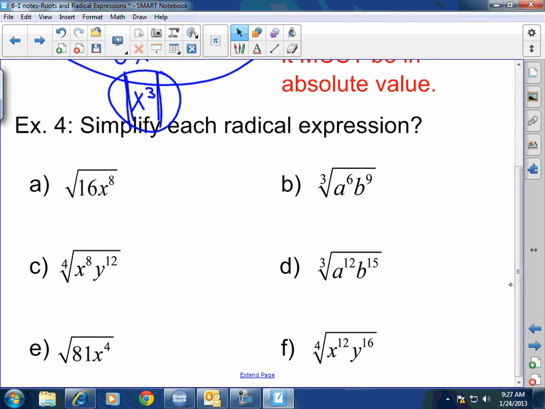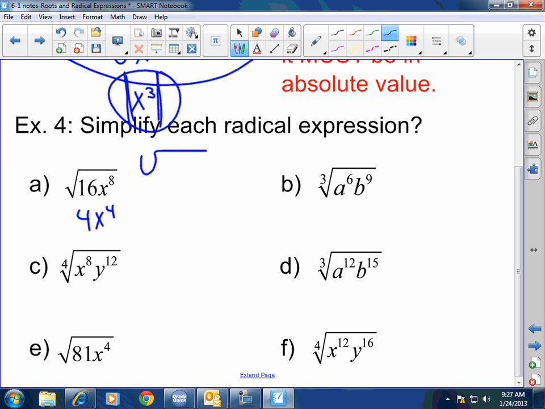let's check it out. What's the square root of 16x to the 8? 4x to the 4th. Remember, not an absolute value. First of all, is this an odd exponent? You only make an absolute value if you take an odd exponent out of an even root. You got a question, my man? Okay. Why did I get 4? What's 8 divided by 2? 4. Boom.